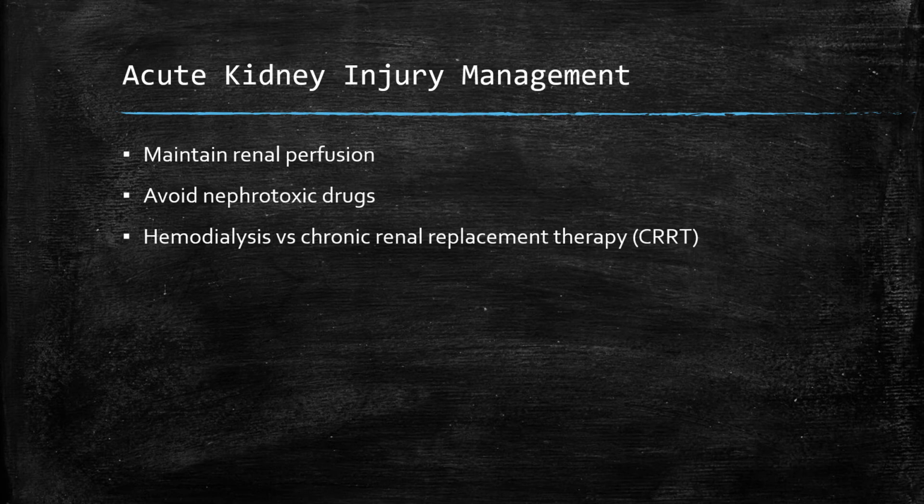The first priority in managing acute kidney injury is maintaining renal perfusion. This is accomplished by optimizing the patient's volume status, as well as by optimizing their blood pressure and cardiac output. All nephrotoxic drugs should be avoided, and other important drugs should be renally dosed if possible. Patients with the most severe degree of kidney injury will likely need renal replacement therapy. This would most commonly be delivered by hemodialysis.